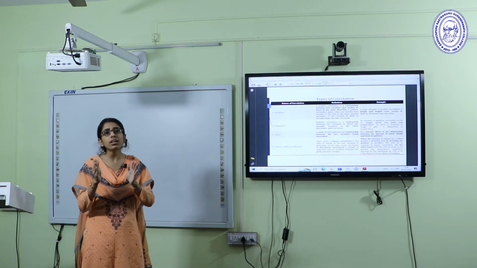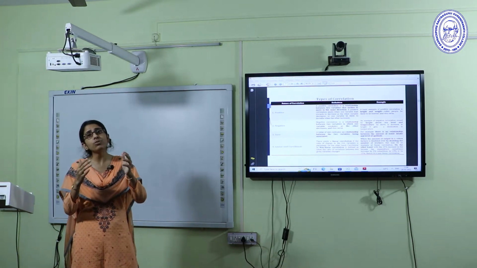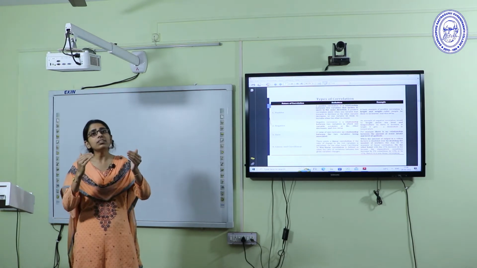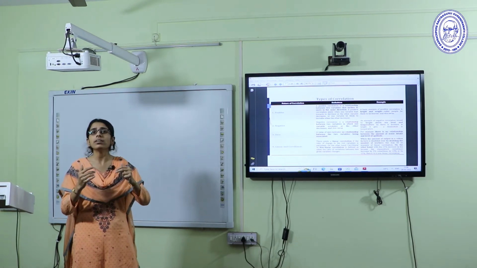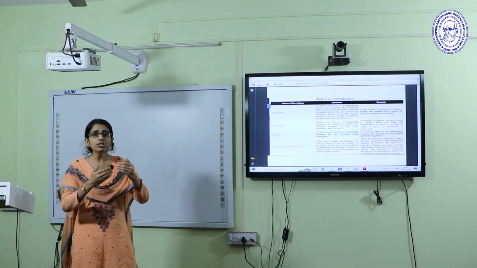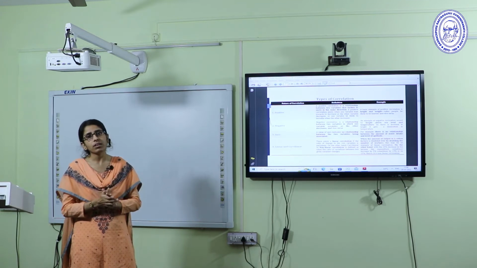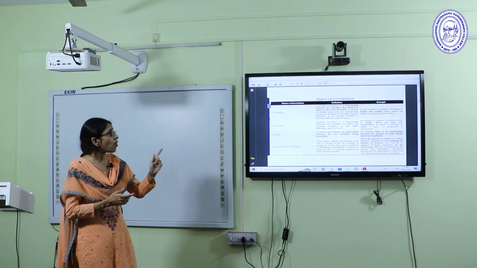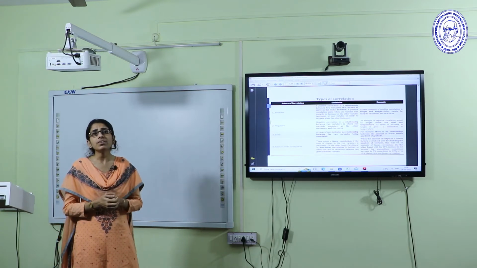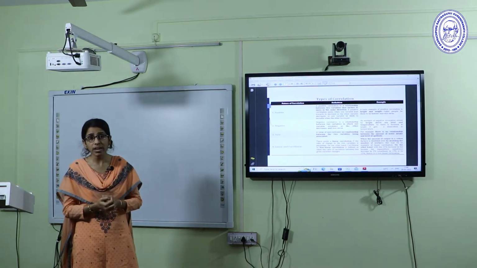That means both the variables change their direction the same way. If one increases, the other also increases. If one decreases, the other also decreases. That means the direction of movement, or the change of direction, is the same. For example, height and weight. Generally, we see that taller people are more likely to be heavier.